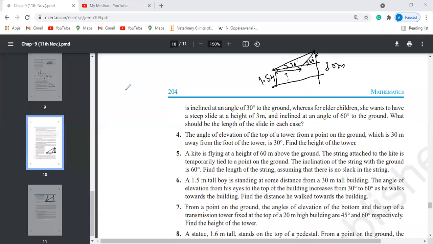I will redraw the figure properly. This is a boy who is standing with 1.5 meter height, and you have one building here like this. Initially the boy saw the top with an angle of 30 degrees, and he moved further.